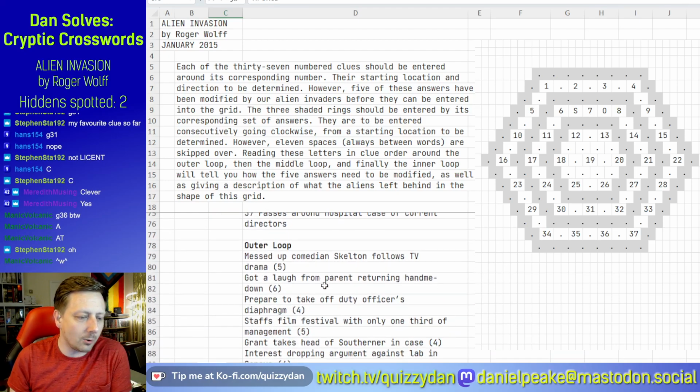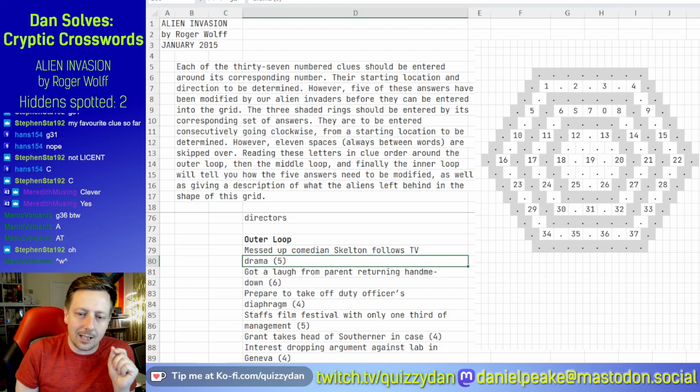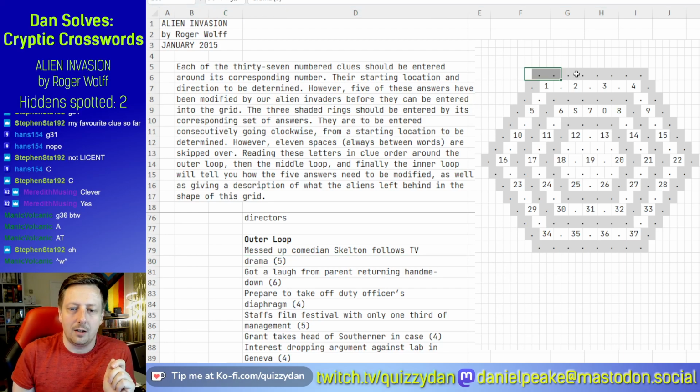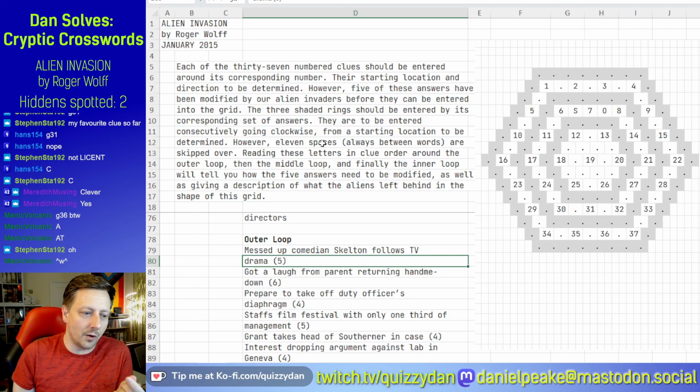Thank you. Okay, let's do the outer loop. So in these clues, they're going to go around clockwise, but we don't know the point at which it starts. And there's also 11 spaces are skipped over always between words. Just to make things even more fun.